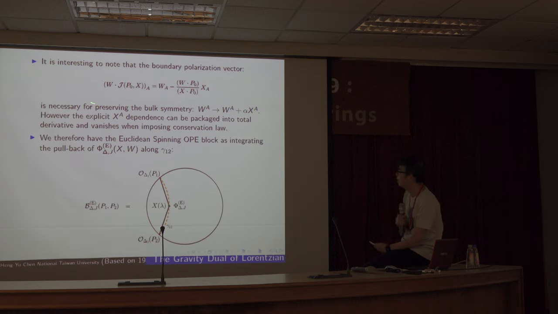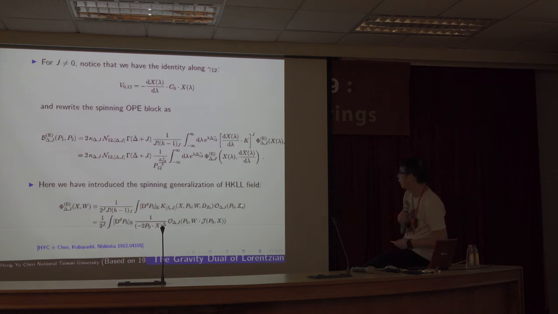Indeed, the reason why we keep this term is to try to preserve the shift symmetry in the bulk when we shift the polarization vector. However, all those explicit x-dependent terms, if you raise the power j by binomial, can actually be packaged into a total derivative form. When we impose that, we perform an integration by parts, and the total derivative with respect to the coordinate P0 acts on the boundary field, the O here, instead.